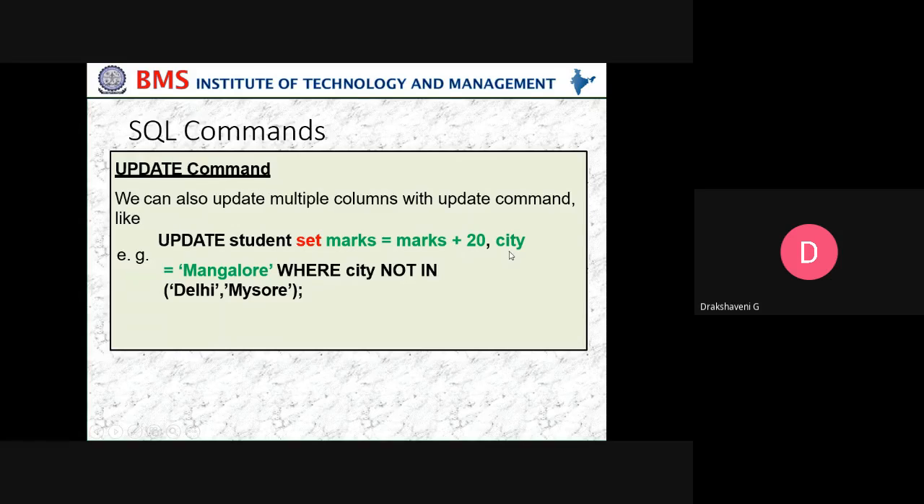Then city equals to Bangalore, where city not in Delhi or Mysore. We want to know the cities other than Delhi and Mysore. We have to check each of them: it should not be Delhi or Mysore, and that particular city should be replaced with Bangalore. Other than Delhi and Mysore, wherever we have other values, they should be replaced with Bangalore.